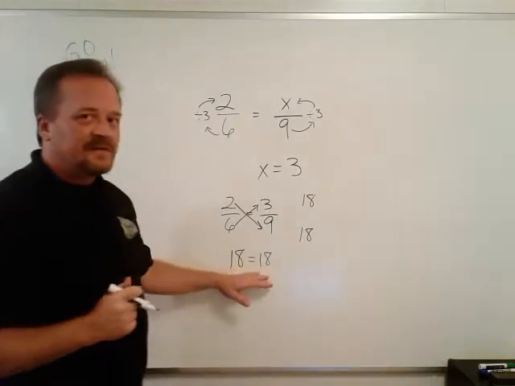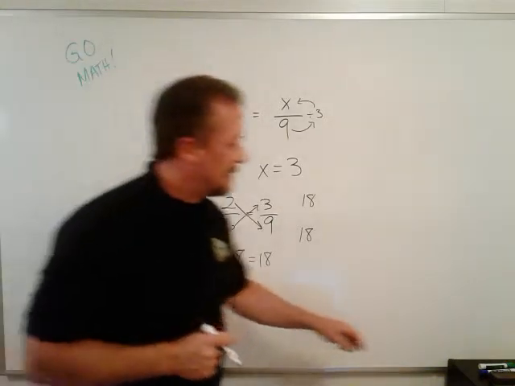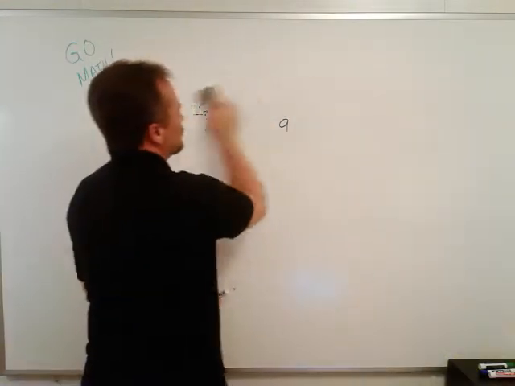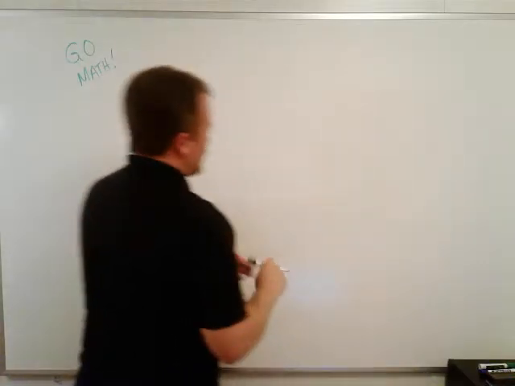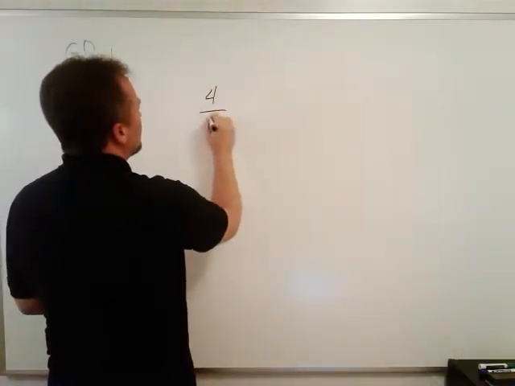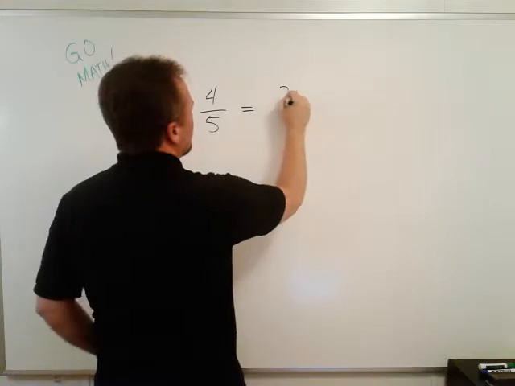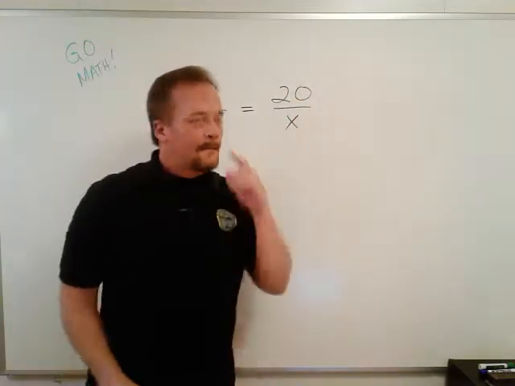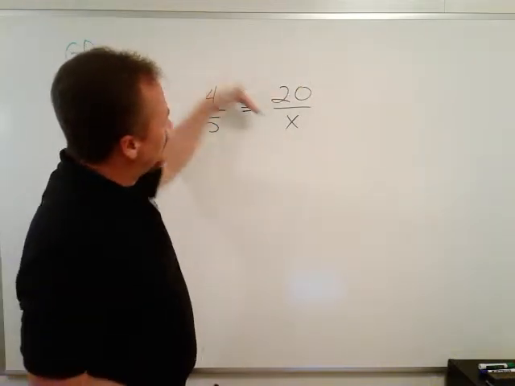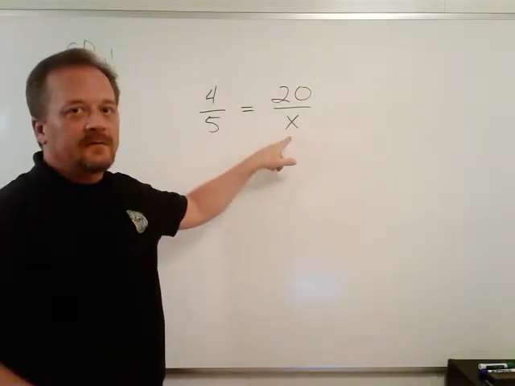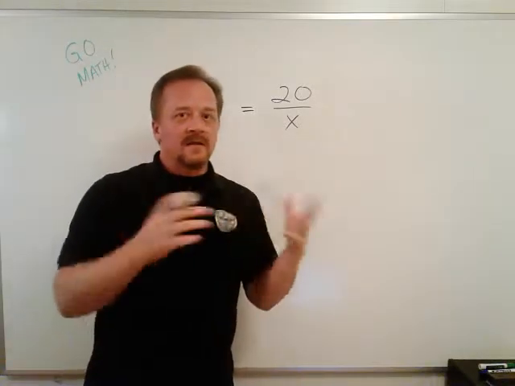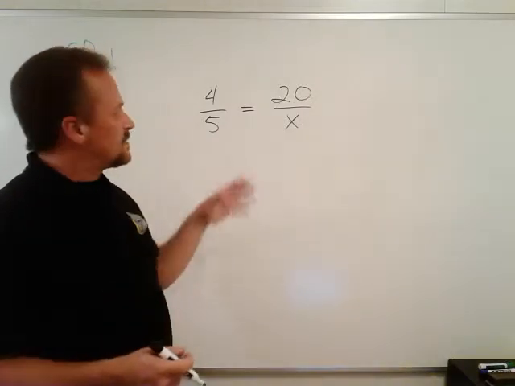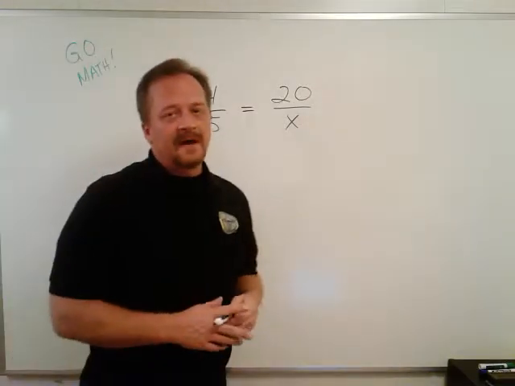Now I can use this. This is a powerful tool. Since I'm showing equality here, I can use cross multiplication to find a missing value. Now, a little further down the road, I'm going to show you a more algebraic way of doing this. But for now, I just want to show you how to use cross multiplication to find a missing value.